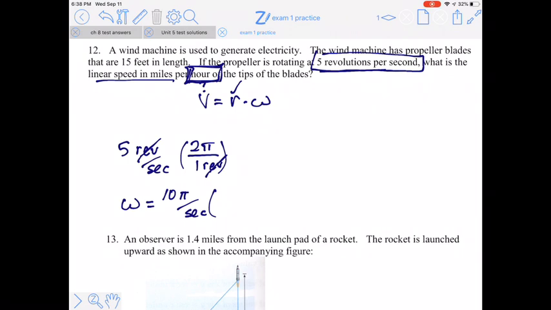So let's convert 10 pi radians per second into radians per hour. If you happen to know how many seconds are in an hour, you can just go straight to it. But if you want to go from seconds to minutes and then minutes to hours, then 60 seconds is 1 minute, and then you can use another conversion factor and say 60 minutes is 1 hour.